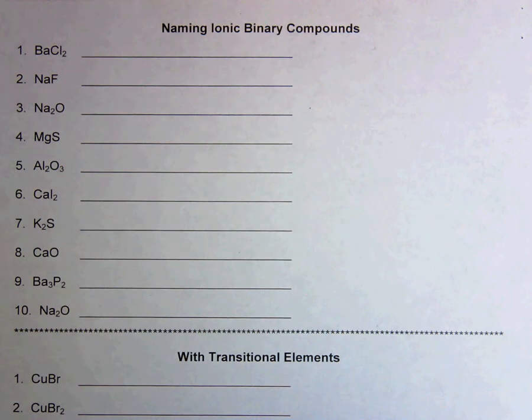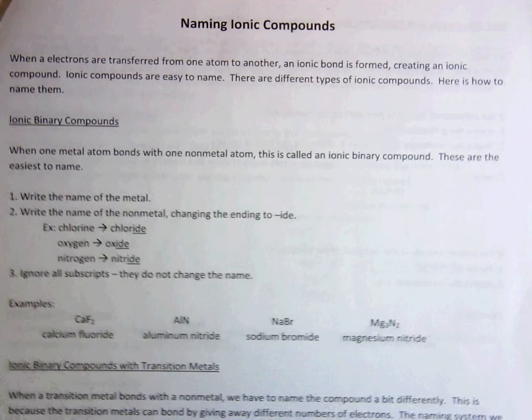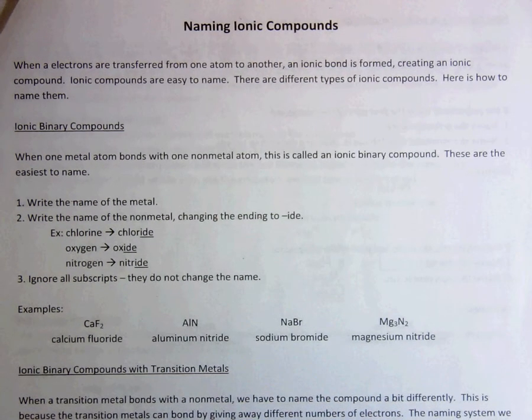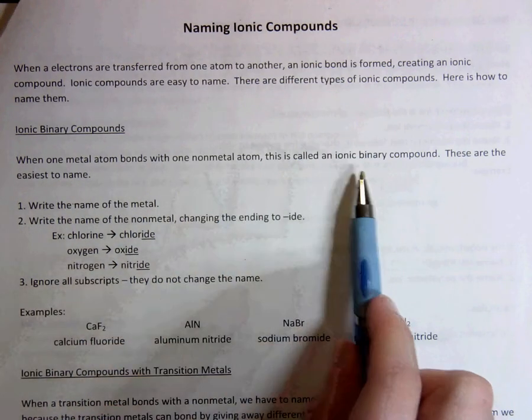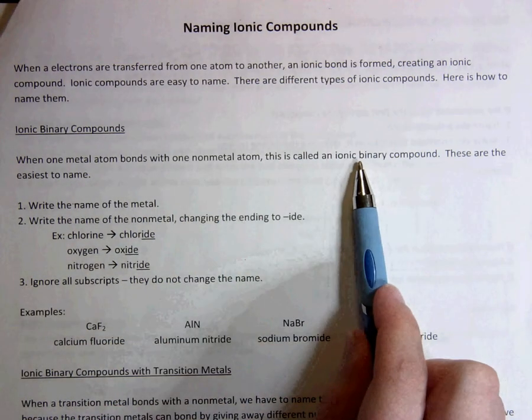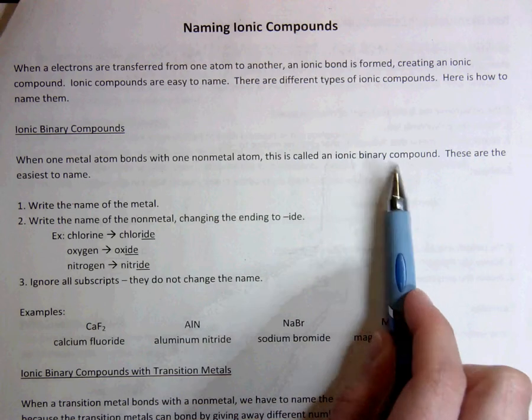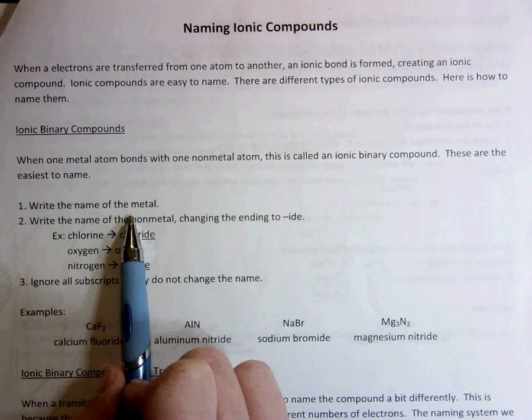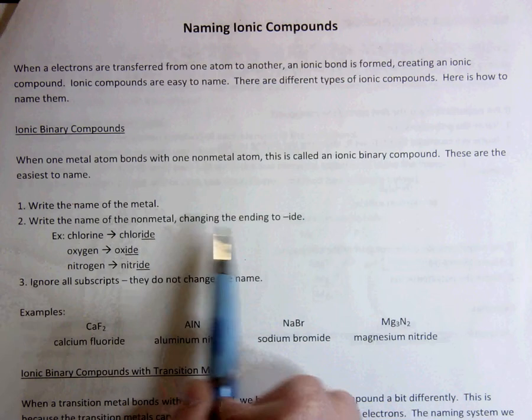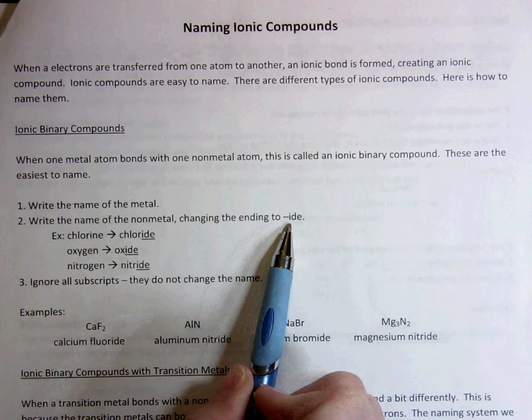Naming ionic binary compounds. In your reading materials, it goes through step by step how to name ionic binary compounds. So if you have one metal atom bonding with one non-metal atom, it's called ionic binary, bi meaning two, compound. And these are the easiest to name. So you write the name of the metal, write the name of the non-metal, change the ending to -ide.